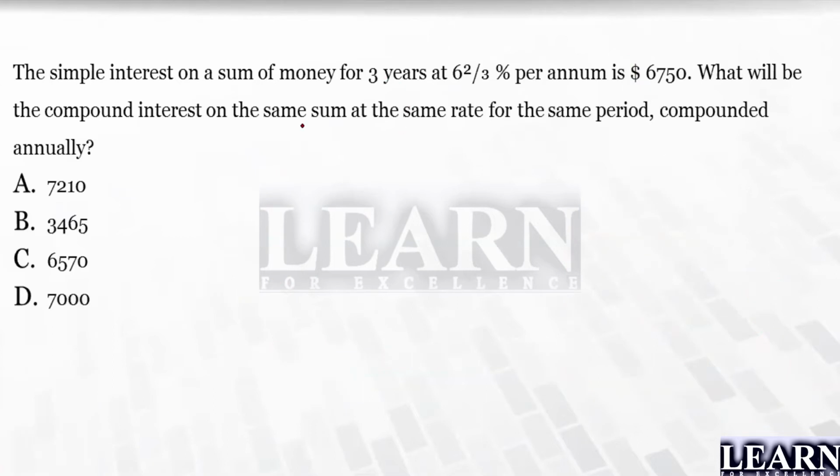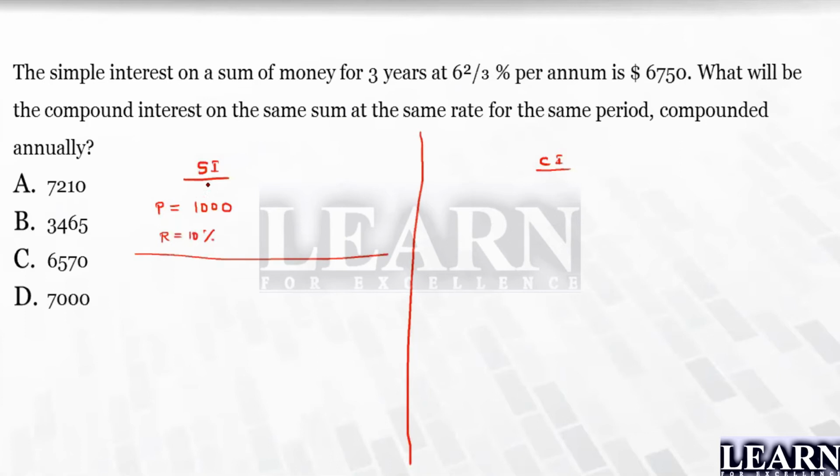Let us assume you have simple interest on one side, and on the other side compound interest. I'm not talking about this question, I'm explaining the concept in general. Please look at this: if the principal is 1,000 and the rate is 10%, after 1 year the interest becomes 100. What happens to the amount? The amount becomes 1,100.